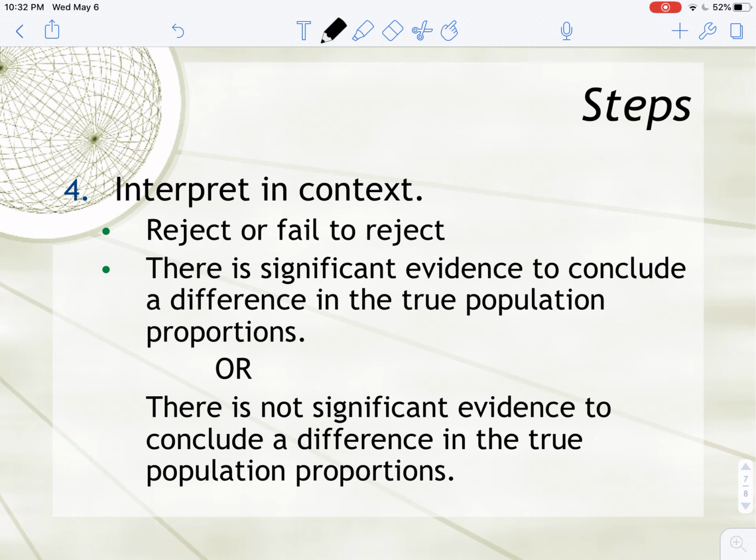If you reject the null, you want to say that there is significant evidence to conclude a difference in the true population proportions. And of course, that's going to be in context. If you fail to reject, you're then going to say there's not significant evidence to conclude a difference in the true population proportions. So step 4, it's important to get that interpretation correct.